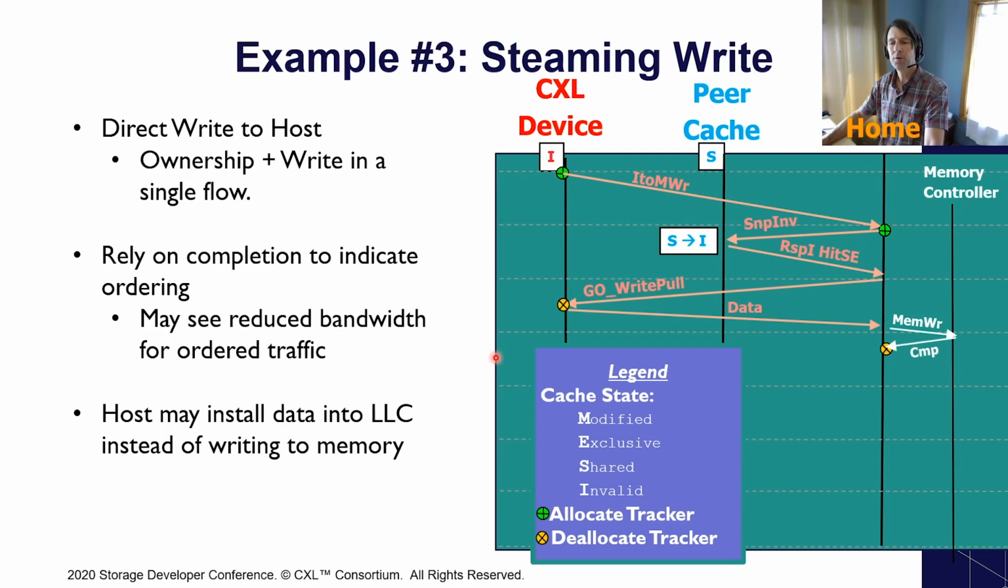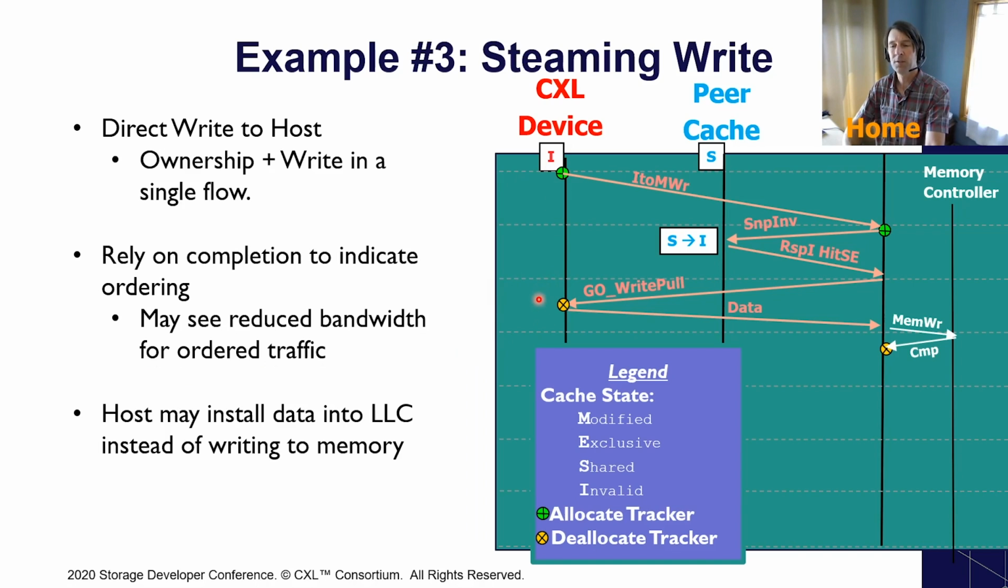And also important to note that we rely on the completion to indicate ordering. Now, a CXL device that doesn't have a lot of strict ordered traffic can make use of this flow and get high bandwidth. But if the CXL device has strict ordering on its transactions, it would have to do these one at a time before the next ordered transaction could go. And that may cause reduced bandwidth versus the prior flow where we were getting ownership and then committing the write within the cache directly. So this flow has trade-offs.